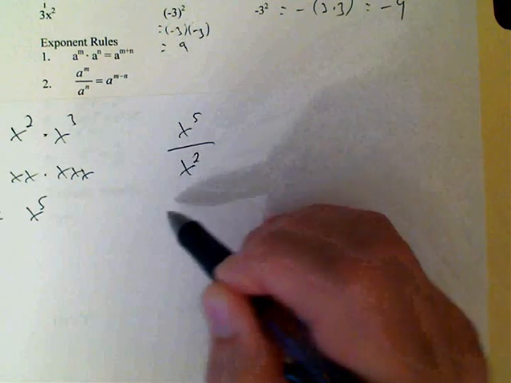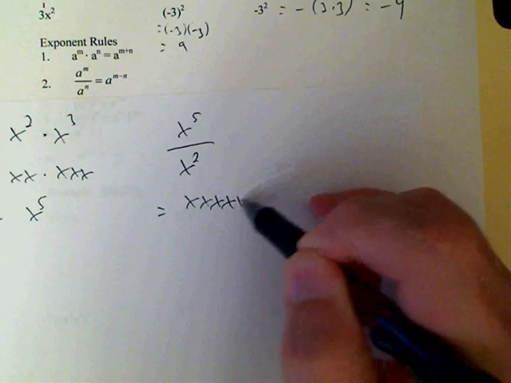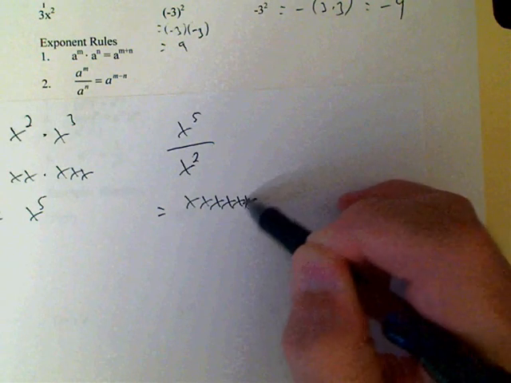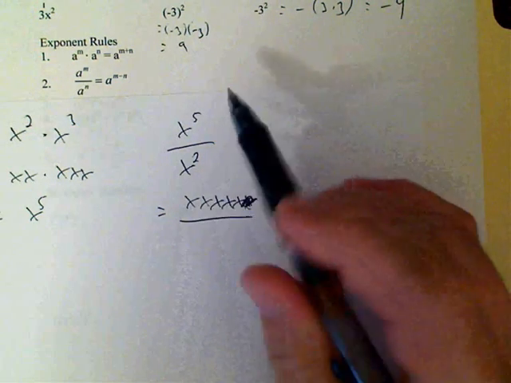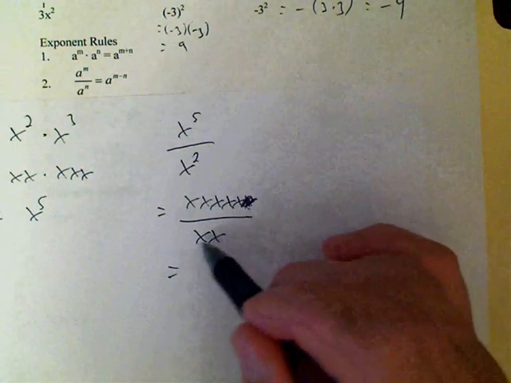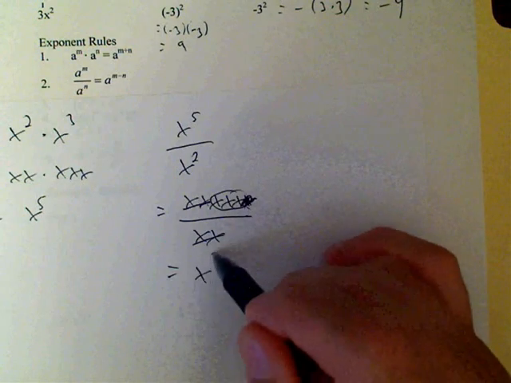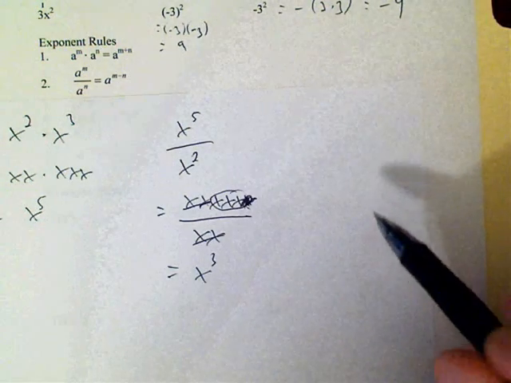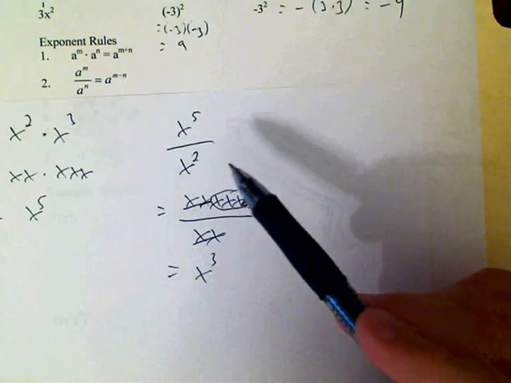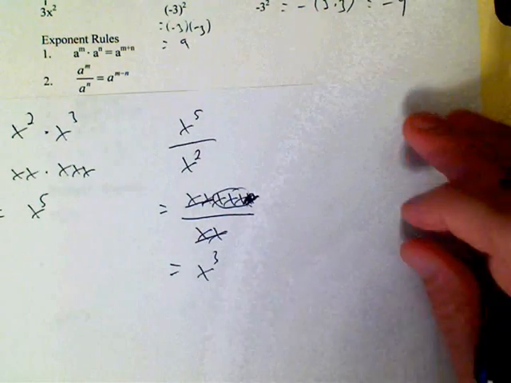If you wanted to expand them, x to the fifth would be x times x times x times x times x. I think I wrote too many. Over x squared, which is x times x. Now all I'm going to do is cancel. Those two x's are going to cancel 2 of those, leaving 3 x's multiplied, or x to the third. Same as 5 minus 2. But you'll find out that I like to cancel. I actually like to cancel in my mind.